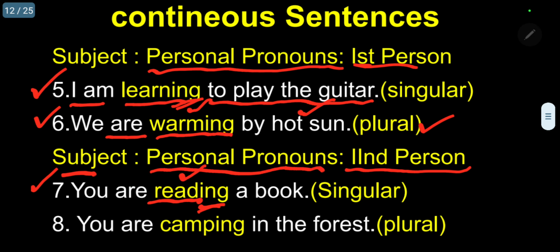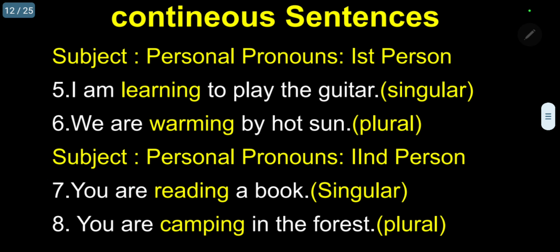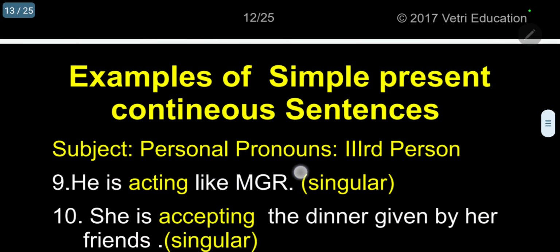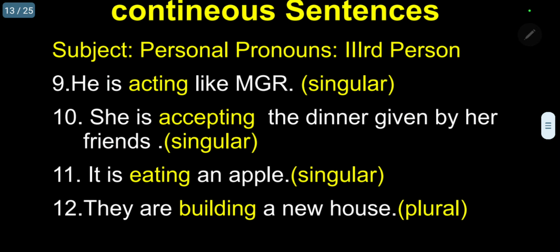Plural, camp, P, M consonant. Please follow. Lastly, I am coming to the third person singular: he, she, it. He, she, it, always is the verb we are using. So, he is acting like MGR. MGR is a famous actor who ruled the cine field in Tamil Nadu.